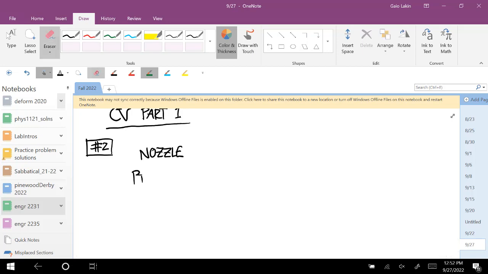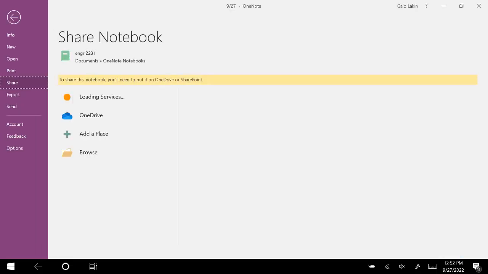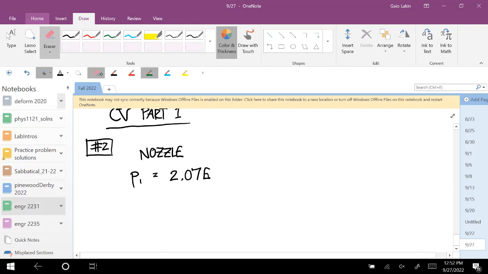So there's a starting pressure of 2.07 times 10 to the 6th Pascal, and a starting temperature of 315 degrees Celsius, 315.6.